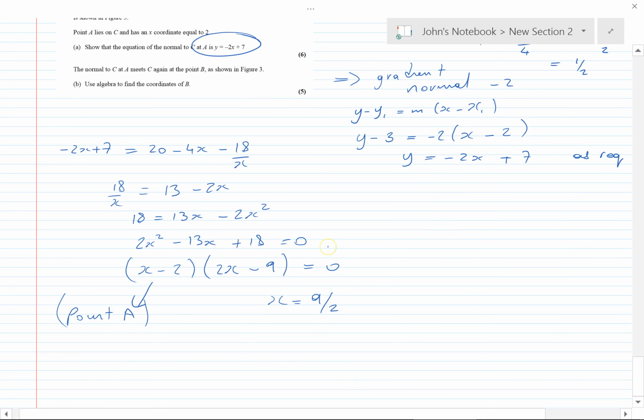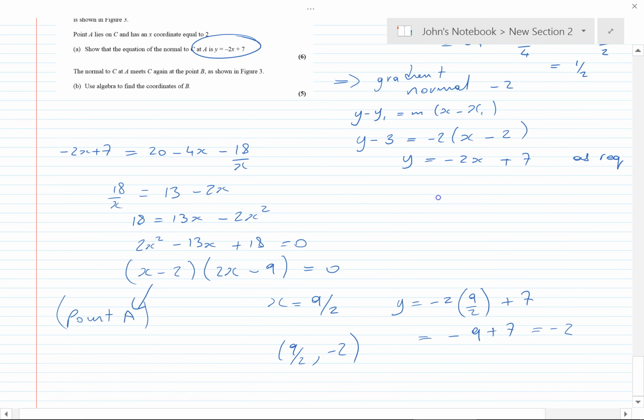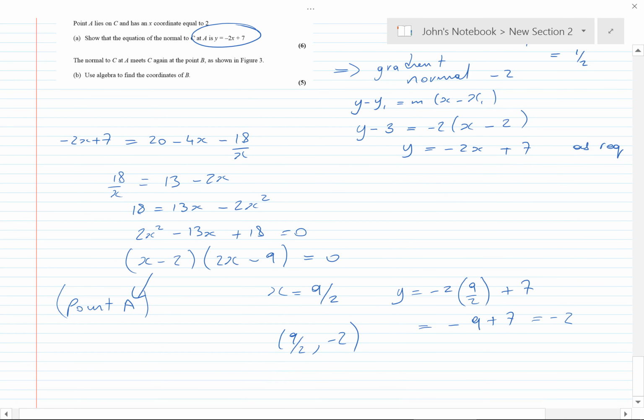So that gives us y equals minus 2 times 9 over 2 plus 7. So that's minus 9 plus 7, because the 2 cancels. So that's minus 2. So that's 9 over 2 and minus 2. And that's the whole paper done in 47 minutes, slightly longer perhaps than some of the earlier papers we've done recently, but still not too bad, a few tricky bits towards the end. Okay, that's it.